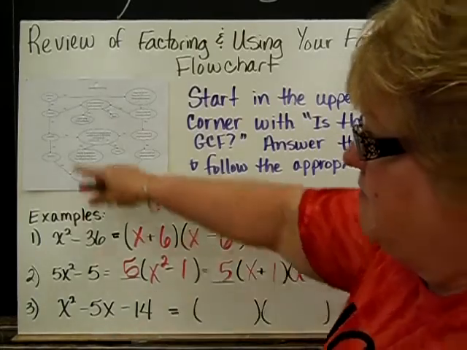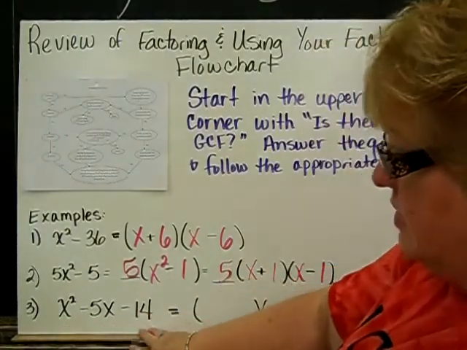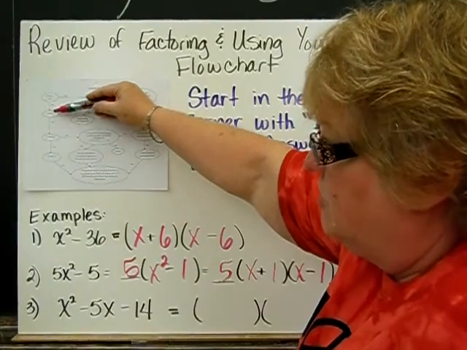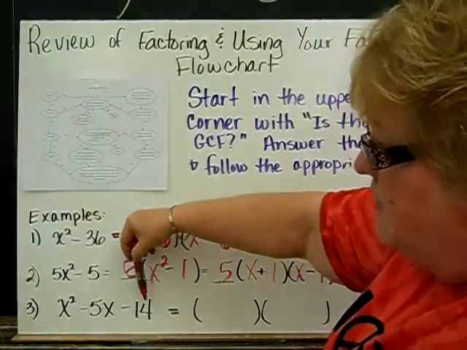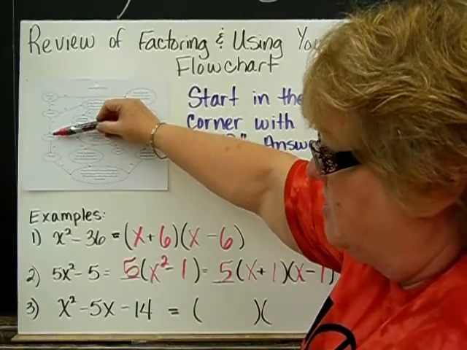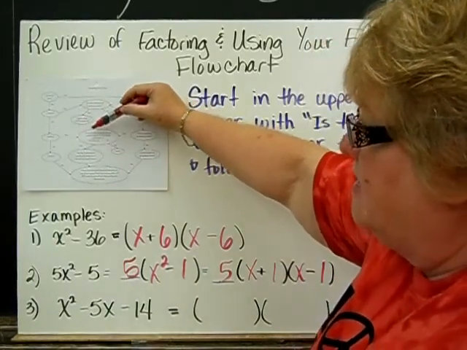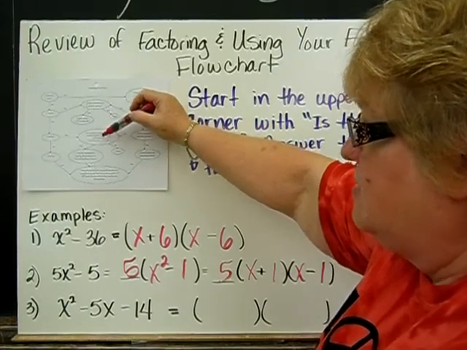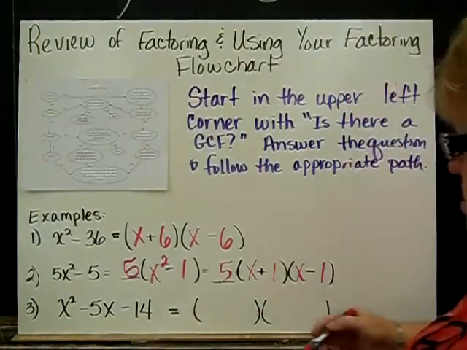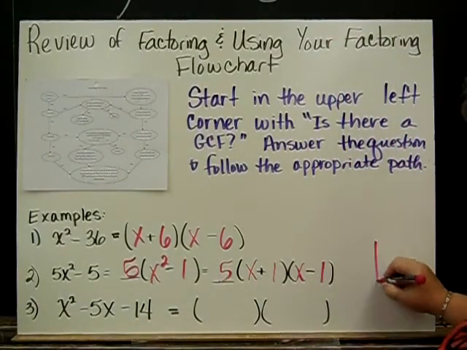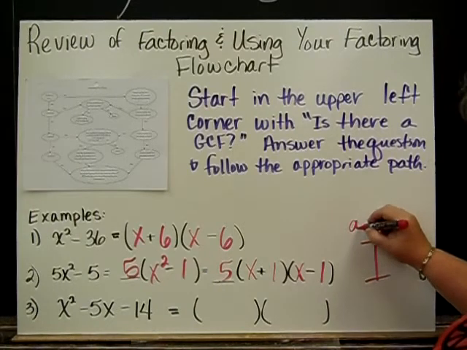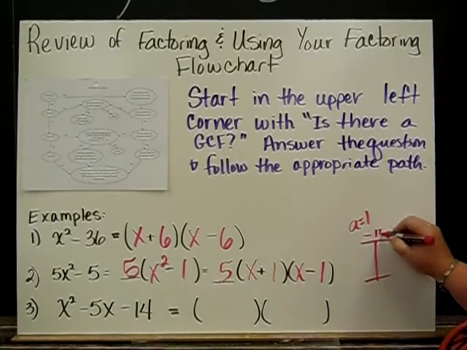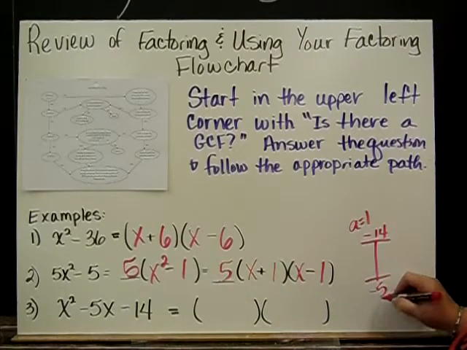Okay, our next problem. Is there a greatest common factor? If you look at this, you'll realize there is not a greatest common factor, so we say no and go down here. Two terms? Well, we have 1, 2, 3 terms, so the answer is no. 3 terms, the answer is yes. And it says, can you find two numbers whose product equals AC and whose sum equals B? So they're telling us to do the AC test to work this problem. Well, A equals 1, so we know that this is our easier kind of problem to work. C is a negative 14, and B is a negative 5.